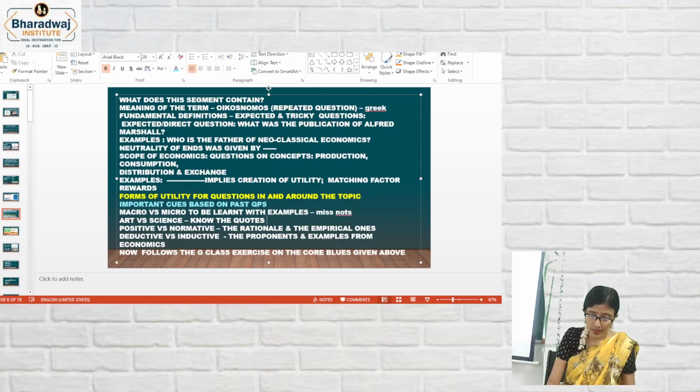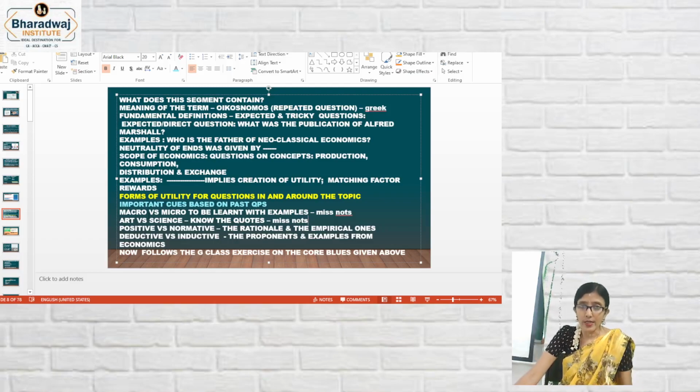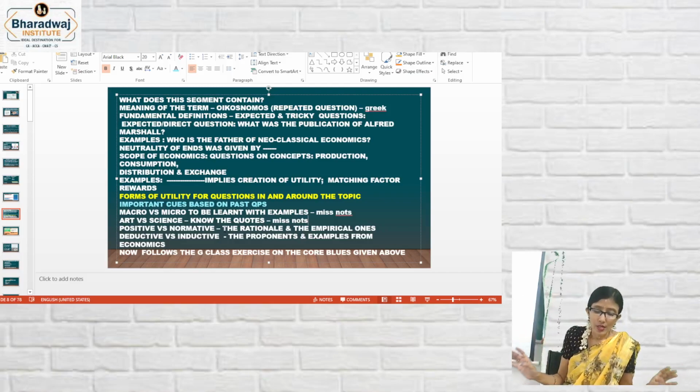Art versus science. Again, quotes. Art versus science quotations. See, the next example is there. You will see that I have given it to you as you are going to do the class exercise. Art versus science. Know the quotes. We will see an example and then I will tell you. Positive versus normative. My dear students, positive versus normative. In the class itself, we did it as an exercise. The topic itself was an exercise. Do you remember that? So that also we are going to do now. Questions will be there. You are going to answer.